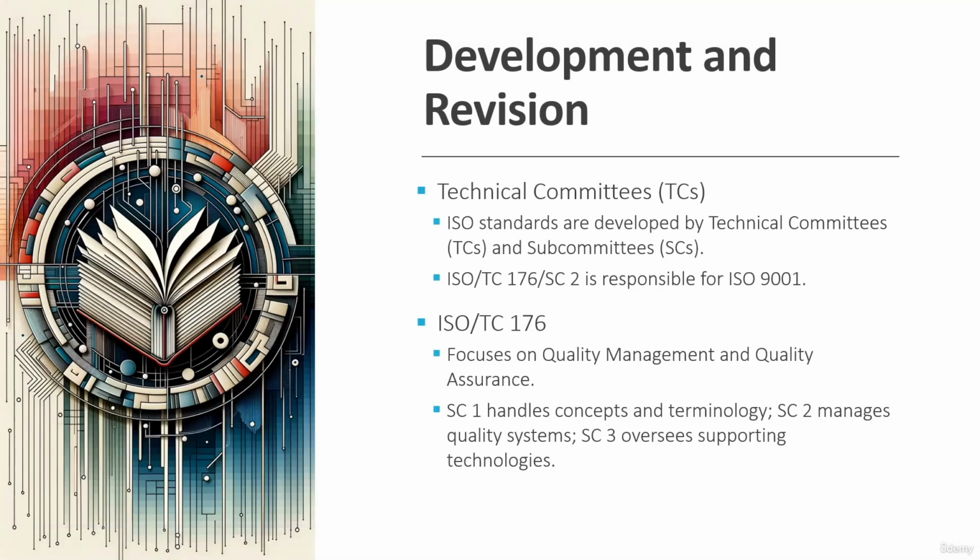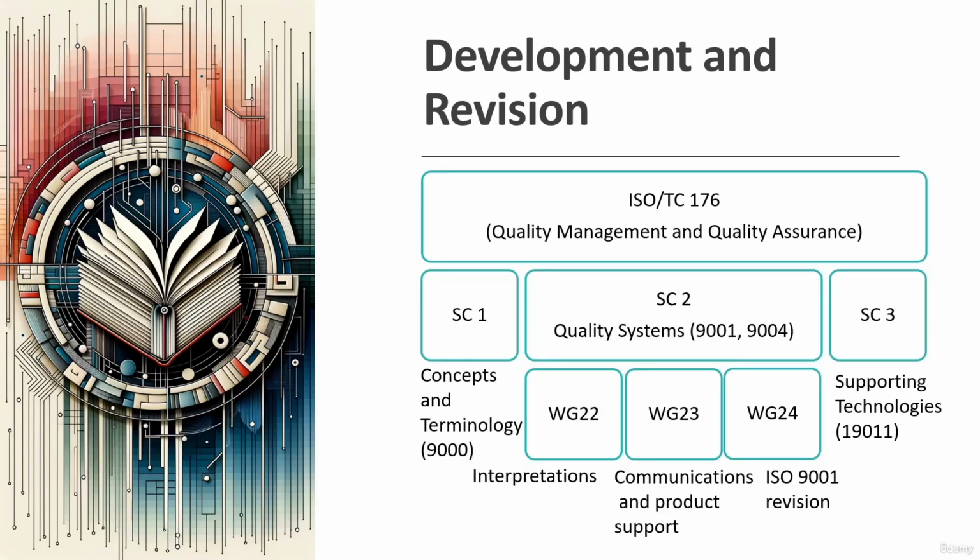76, there are three subcommittees. Subcommittee 1 is for concepts and terminology, which is basically ISO 9000, and then subcommittee 2 is for quality management system, and subcommittee 3, SC3, oversees the supporting technologies such as ISO 19011. And here is that summary of the discussion which we had. So TC 176 is quality management and quality assurance.